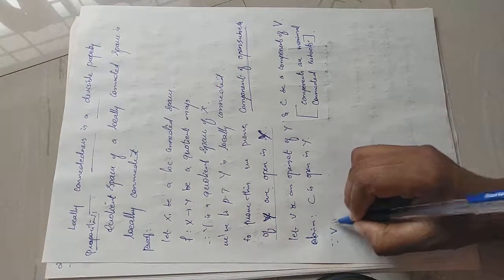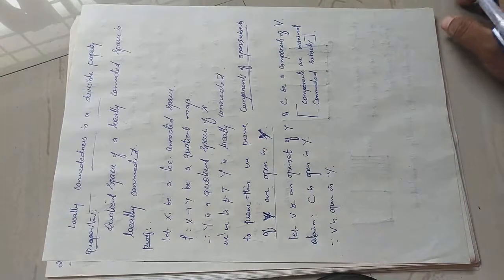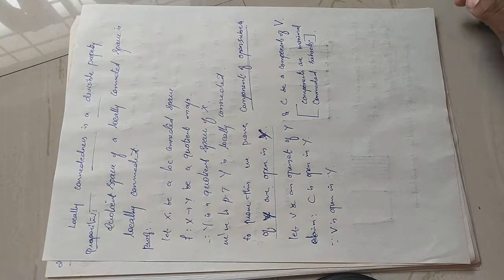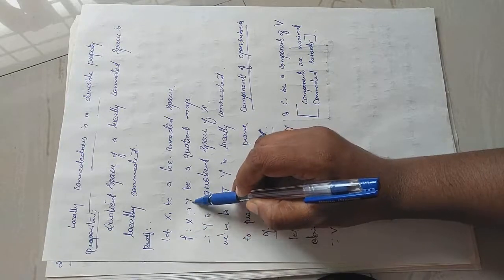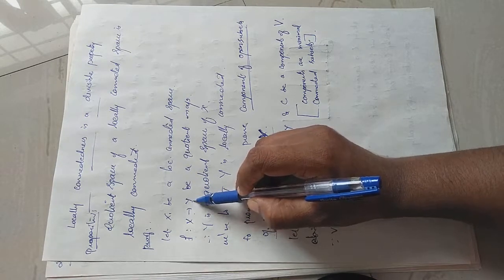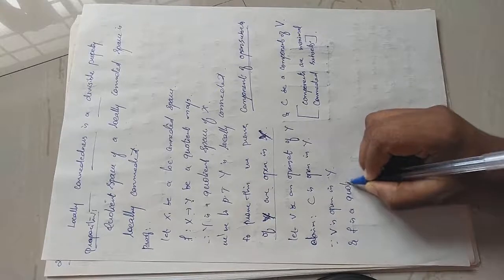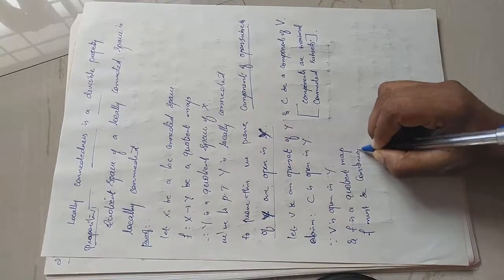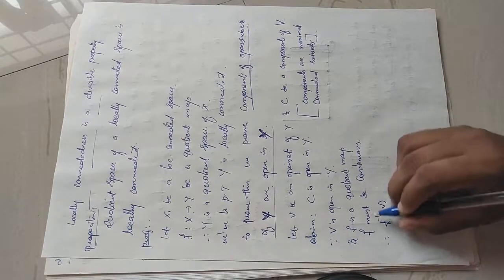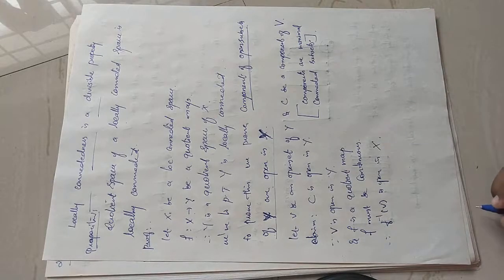Since V is open in Y, we can use the idea of quotient map. We assume that F is a quotient map, which makes Y have the quotient topology. What is the quotient topology? It is the strongest topology making F continuous, right? So since V is open in Y and F is a quotient map, F must be continuous. Therefore, F inverse of V, since F continuous means the inverse image of an open set is open, is open in X.